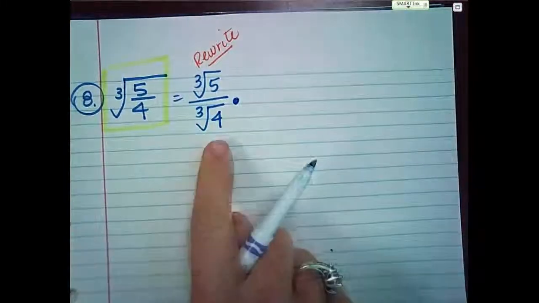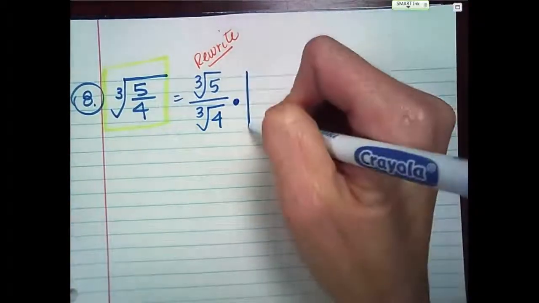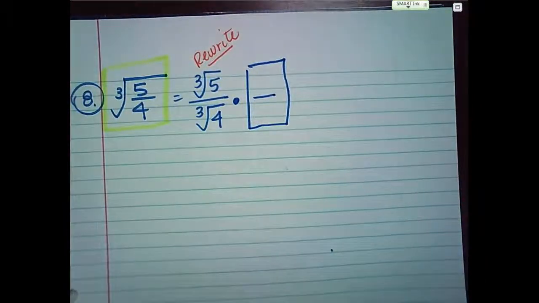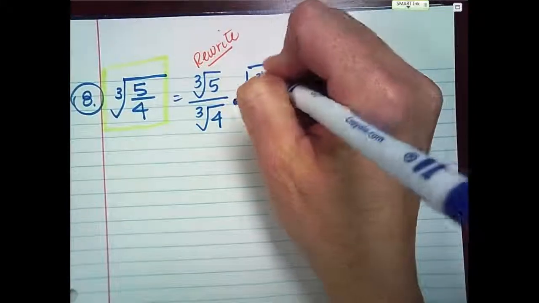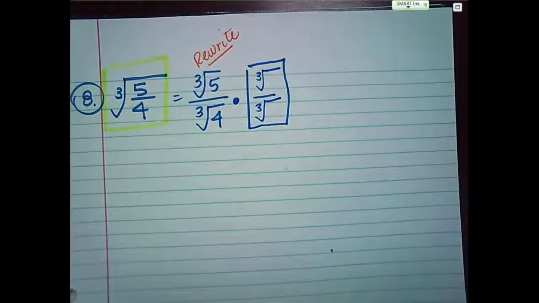Then we have to multiply it by something, right? Because we need to get this radical out of the denominator. So you've got to now decide what goes in this box. What am I going to multiply it by? Now I know I'm doing what kind of roots right now? What are the roots I'm using? Cube roots. So we know they're both cube roots. We just don't know what.